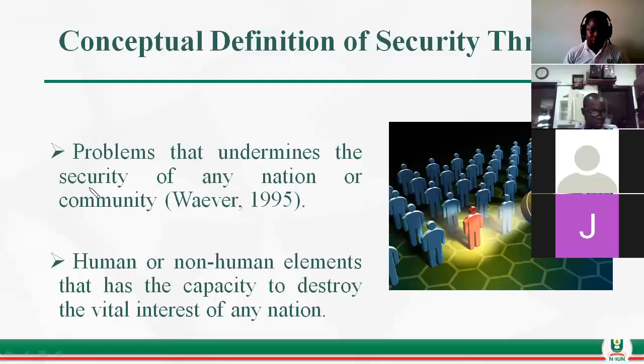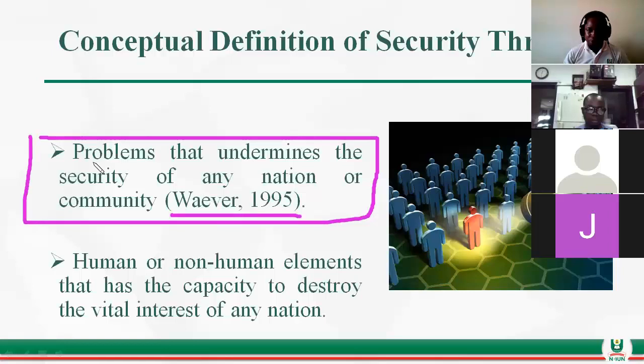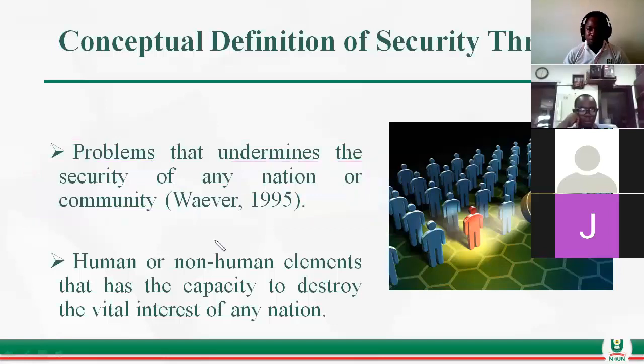All right, so now these are the two definitions. They are all saying the same thing. This one is a quote from somebody, and this is his name right here. He says, security threats are problems that undermine the security of any nation or community. That's simple enough. The other one is telling us that those problems can either be human or non-human. They can be made up of human or non-human elements. Those threats that are more of human elements, there are different types of them, and there are some that are non-human elements. I've mentioned flood, earthquake, volcano.